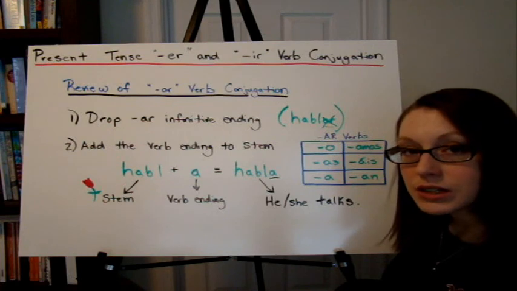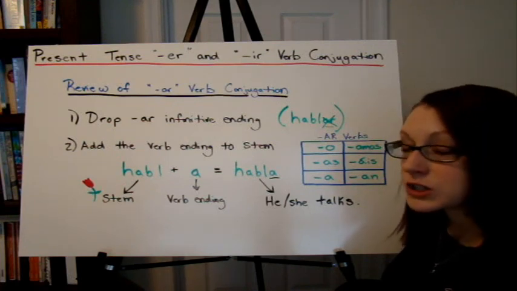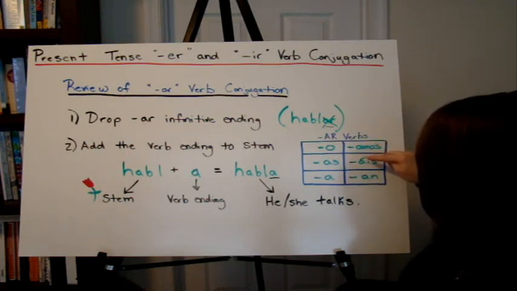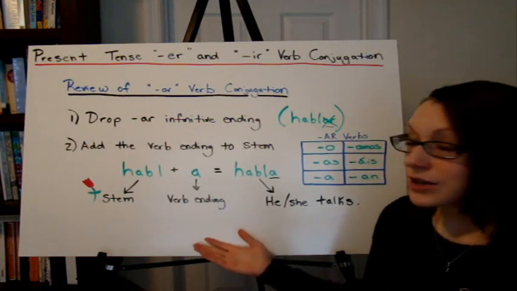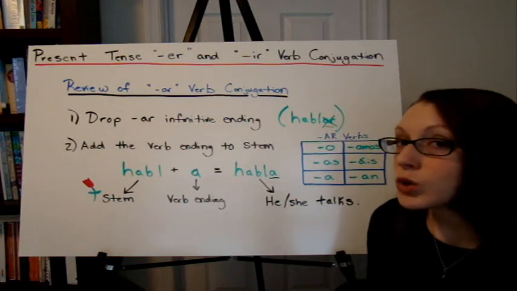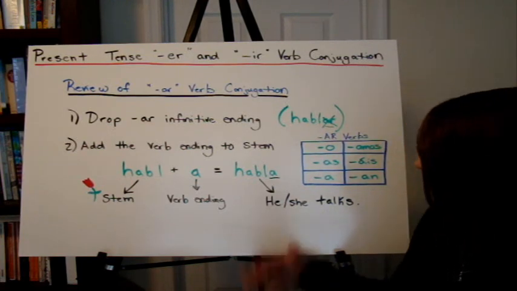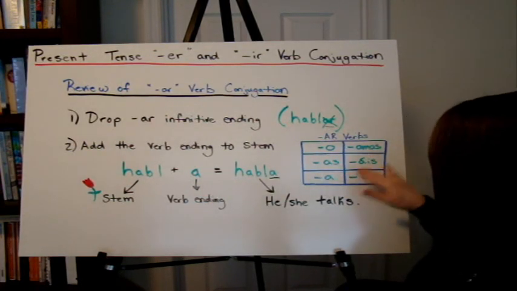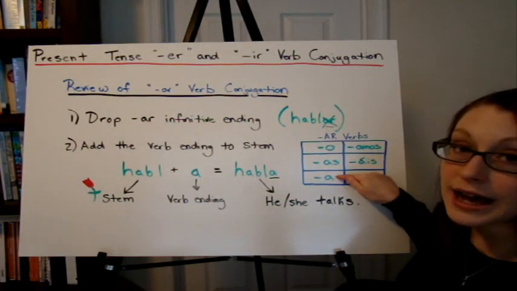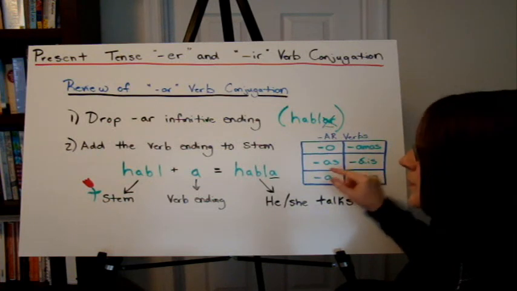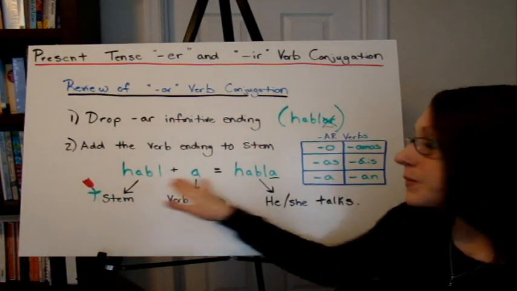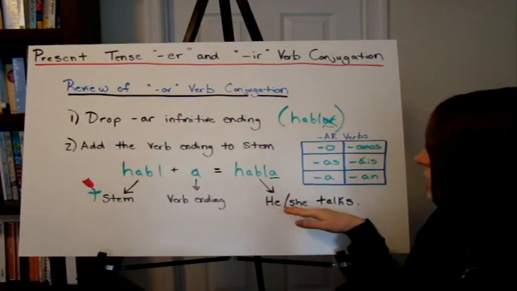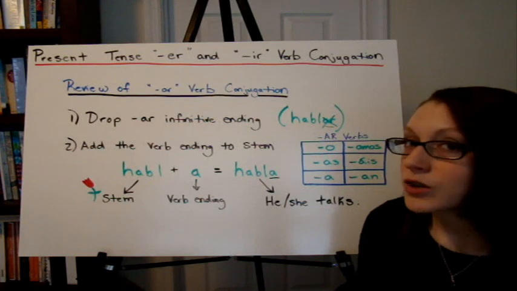For each subject, there is a conjugation ending. For the AR verbs, they were o, as, a, amos, áis, and an. So let's say, for example purposes, I want he or she to be speaking. That's who I want to be doing the action. So to the stem, I choose one of these endings. In this case, it's going to be the a because that is the he, she form. We put that onto the stem, and then it comes together for habla, which means he or she talks. So that is the process for AR verb conjugation.